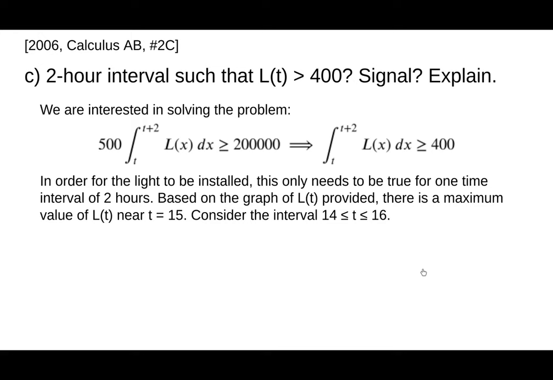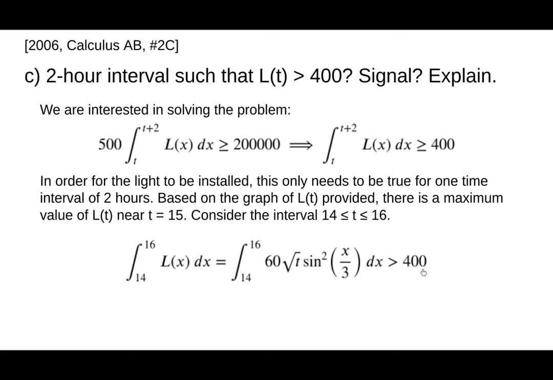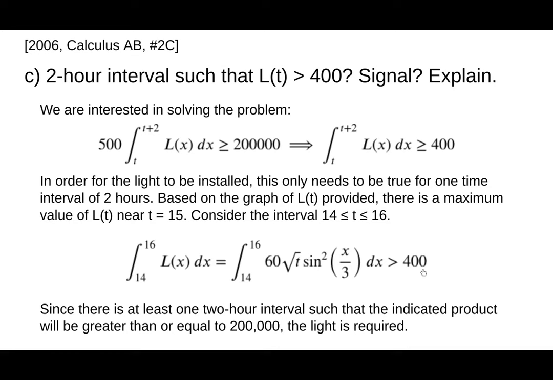So let's consider the interval from 14 to 16. All right, so if I take the integral from 14 to 16 of L of x dx, that integral does have a value that is greater than 400. So over that 2-hour interval, that product would be greater than 200,000, and therefore a traffic light would be required at the intersection.